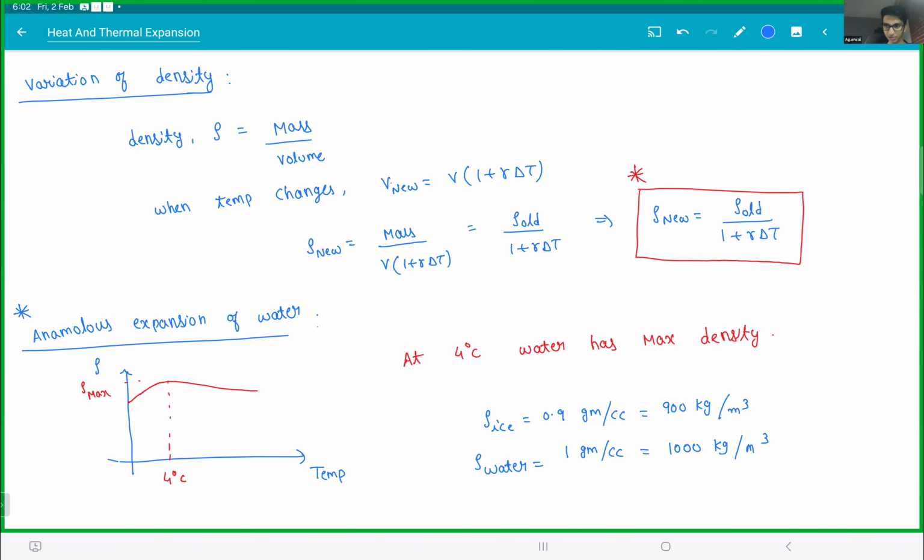So results as in the values, right? Which one? Like the values, right? The density values. Values. Yeah. Okay.